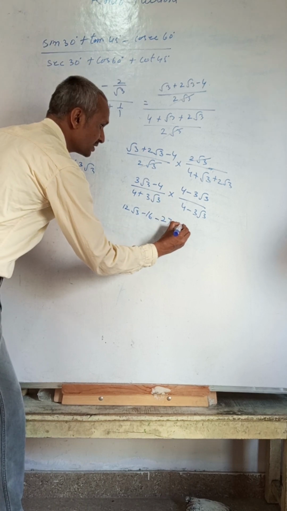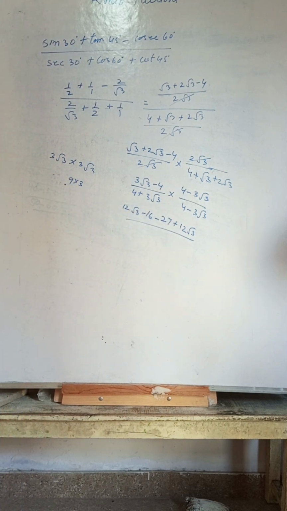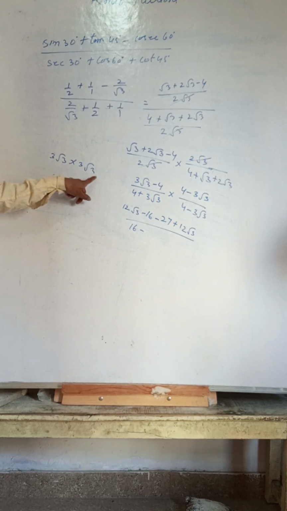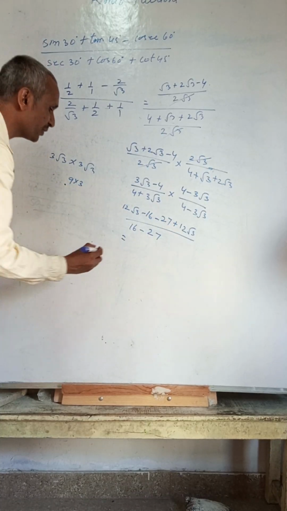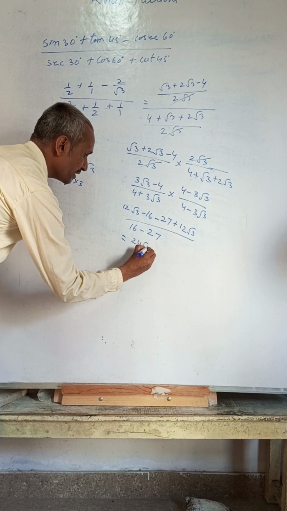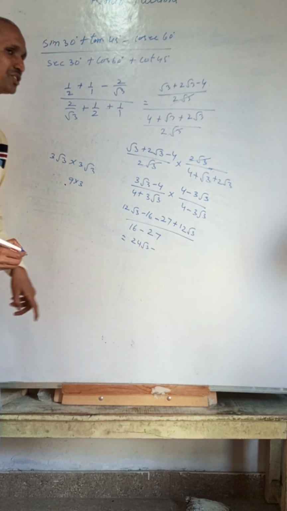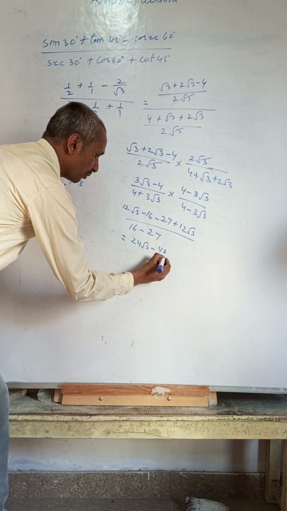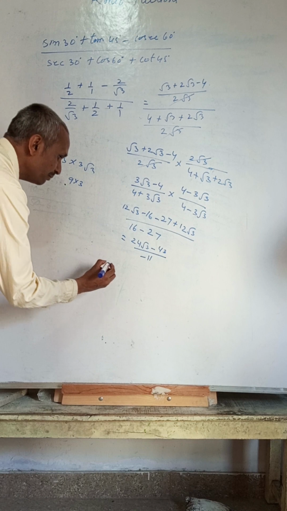Then minus into minus gives plus 12 root 3. For the denominator, a plus b times a minus b equals a squared minus b squared, so 16 minus 27. The numerator becomes 24 root 3 minus 43. The denominator, 16 minus 27, is minus 11. Now if we take the minus upside, the answer will become 43 minus 24 root 3 by 11.